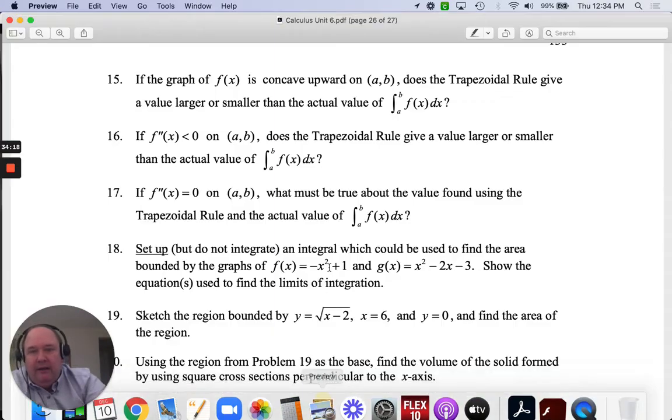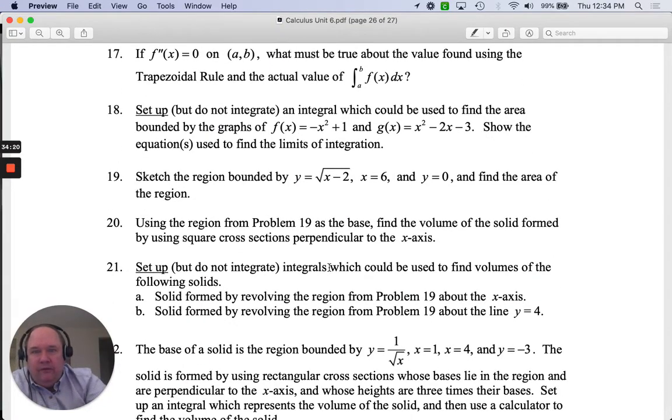In number 19, it says sketch the region bounded by the square root of x subtract 2. So we're taking the square root and moving it 2 to the right. Move it 2 to the right and sketch it.